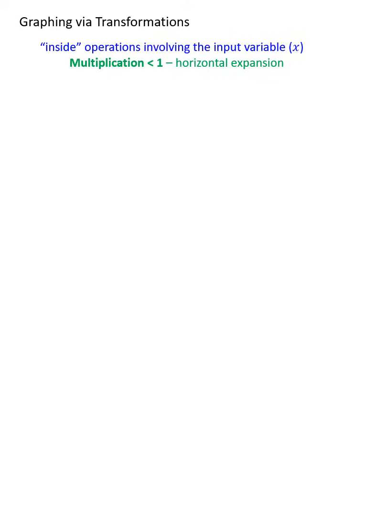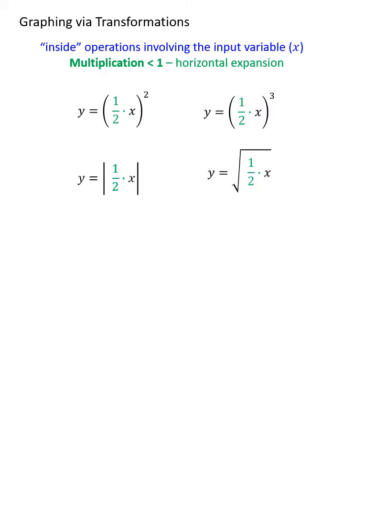Let's take a look at our fifth example. Again, we're going to look at what happens when you multiply the input variable x by a number, but this time we're going to look at a number less than 1. A half, of course, is less than 1. There's nothing special about a half. I just chose it for simplicity. This technique you're about to learn would work for any number less than 1.